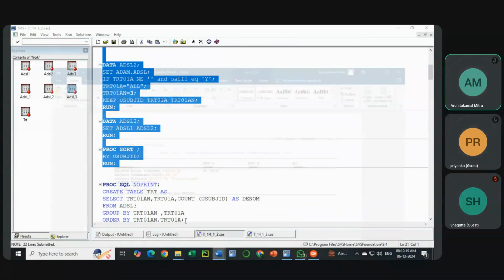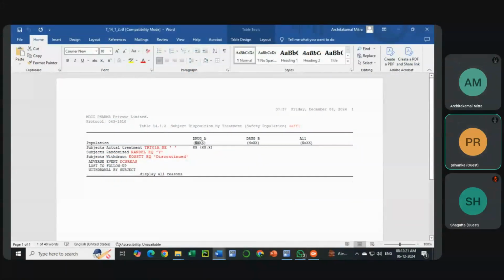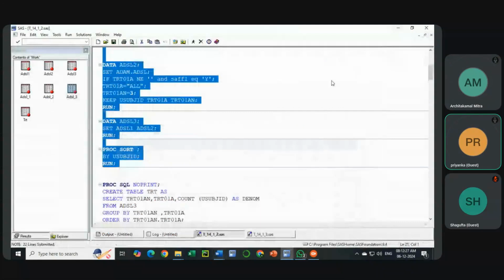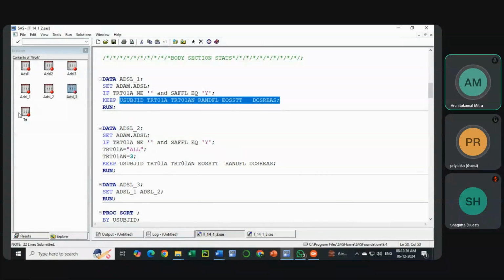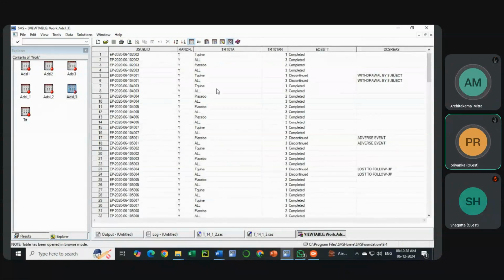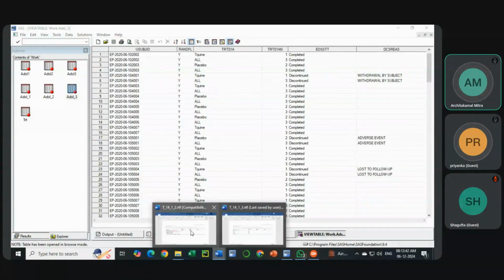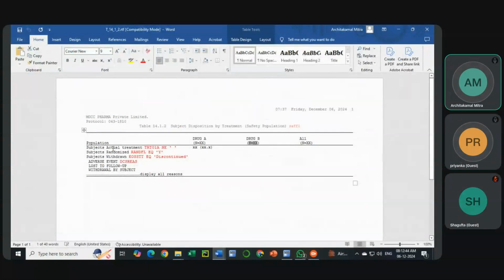Because this is the one where we need to do the population, right? Total N. population. Correct. This N we are talking about: 43, 43, 86. Okay. But here we are doing more or less the same thing, but we are taking these specific columns so that we create this. If you see ADSL underscore 3, we have everything in place. So from this table, we can first get this one, subjects actual treatment, we can get the count.